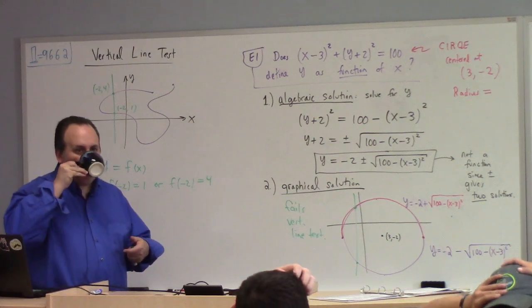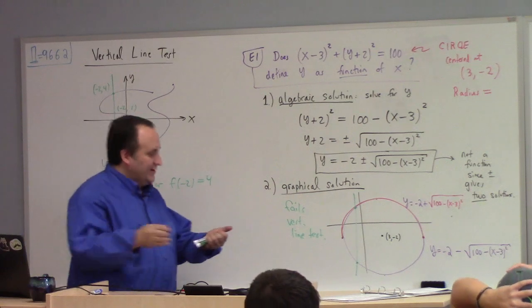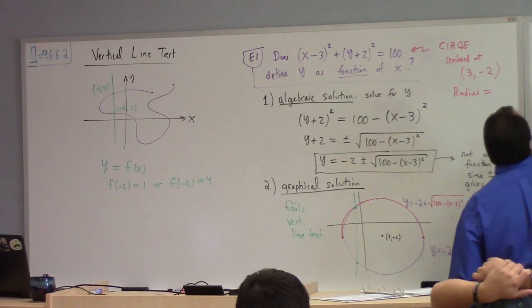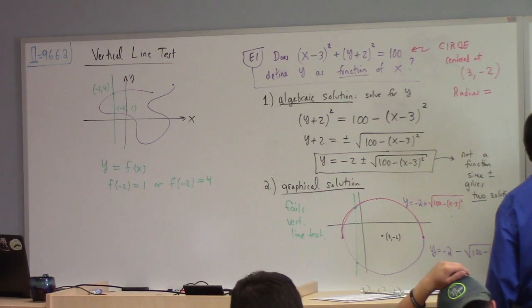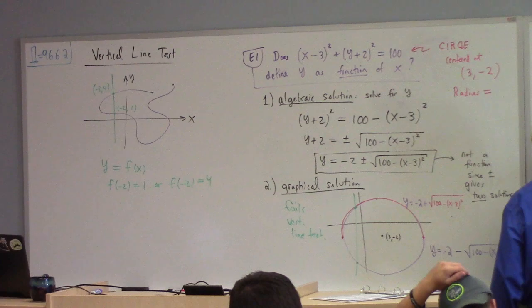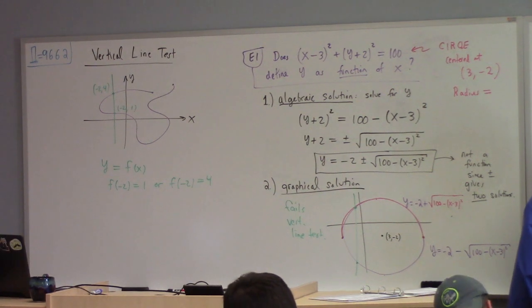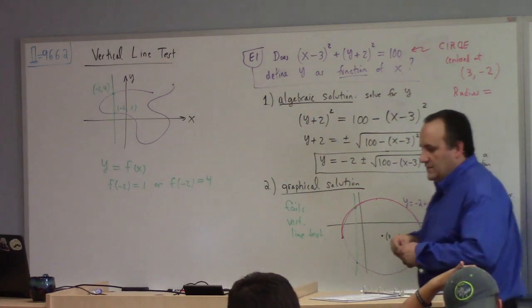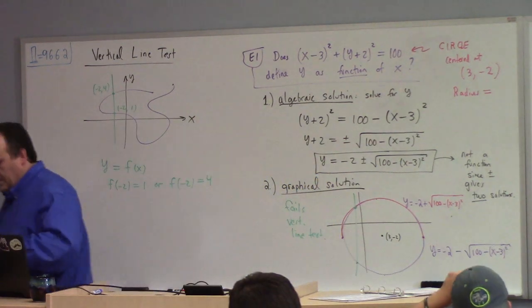So let me show you one where it is a function. Example 2. If we had, I don't know, let's say x plus x squared y cubed equals 7. The question is, does that equation define y as a function of x? How can we decide? What do we got to do?